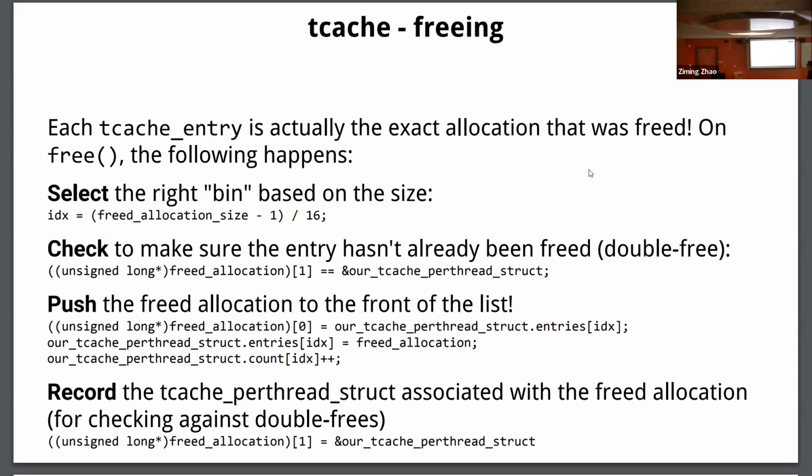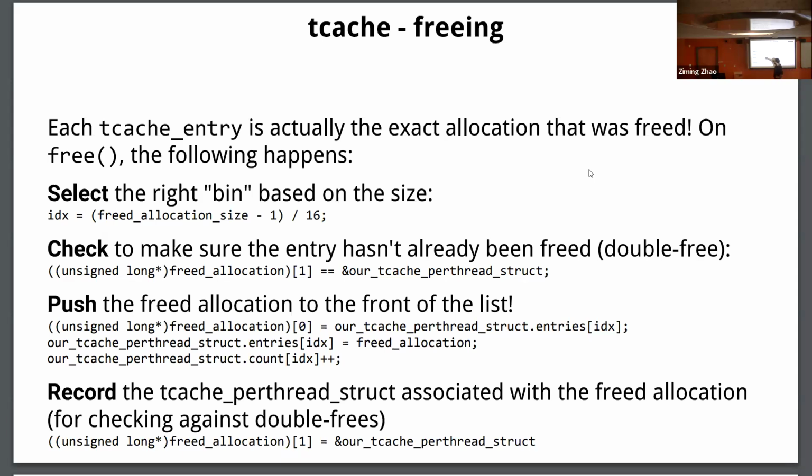First, it will find the right bin it should be put back to based on the size. This is just a simple calculation: the size minus 1 divided by 16, then you get to know which bin you are going to use. Then make sure the entry has not already been freed, to prevent the double free. However, this is not a perfect solution. There are still ways to do double free, which we will talk about later in this class.